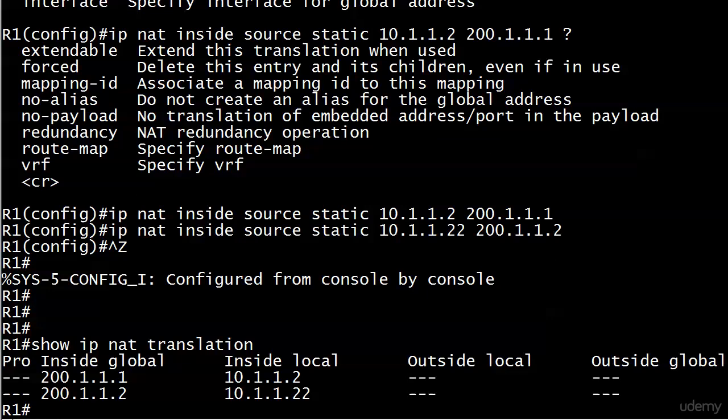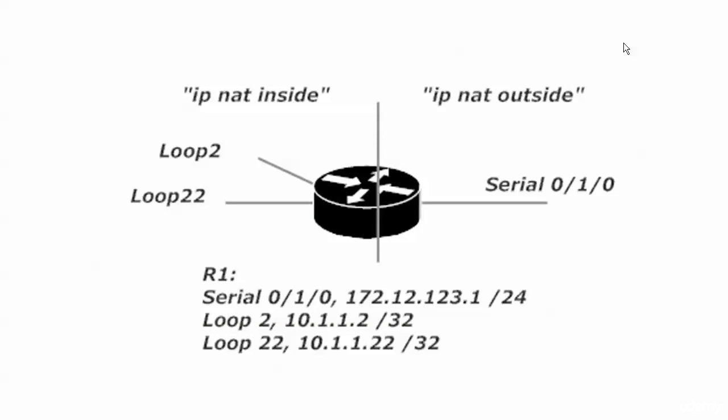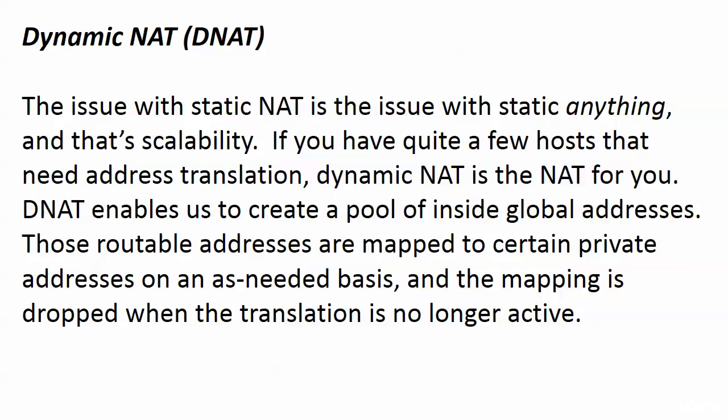But you can also see what the drawbacks are, because the problem here is you've got to have all these routable addresses to give out in the first place, whether you're using static or dynamic NAT. But the thing is, these hosts may not even be using these addresses right now. And the thing is, they're tied up. You can't give 200.1.1.1 to somebody else because it is statically mapped to 10.1.1.2, and that is the drawback of static NAT. So with that in mind, the issue is static anything. What's the problem? Scalability. And if you just have a few hosts, again, you might get away with it. But if you have 50 hosts, you don't want to be dealing with static NAT.